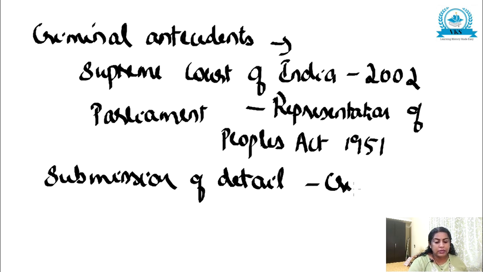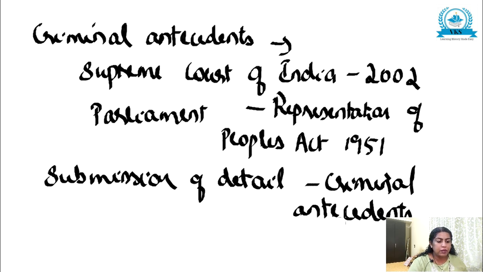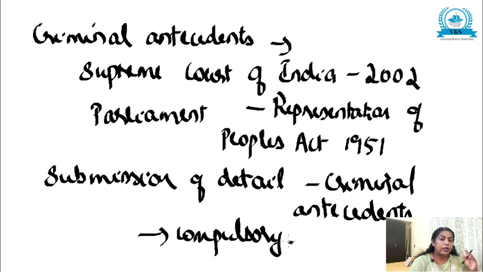In this they say that submission of details regarding criminal antecedents has been made compulsory. Any details regarding criminal antecedents are made compulsory for all the candidates along with their nomination papers. So any candidate who is going to submit his nomination papers compulsorily has to submit the details regarding criminal antecedents together with their nomination papers.